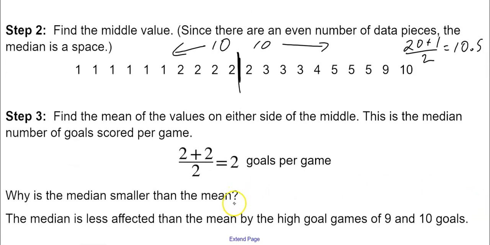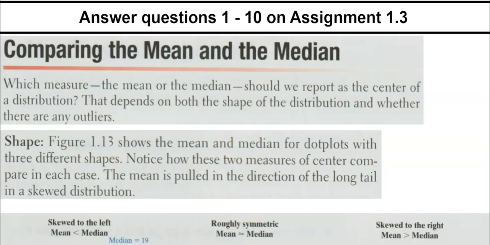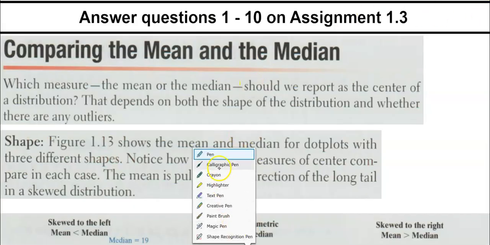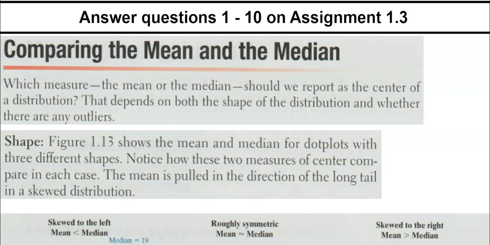So why is the median smaller than the mean? Well, the median is less affected than the mean by the high games of 9 and 10 goals. So this median of 2 goals per game would be a better measure of center than the mean. All right. So let's go ahead, and I would like you to answer questions 1 through 10 in your assignment, and then we will get back and keep going. We will compare mean and median in the next video.